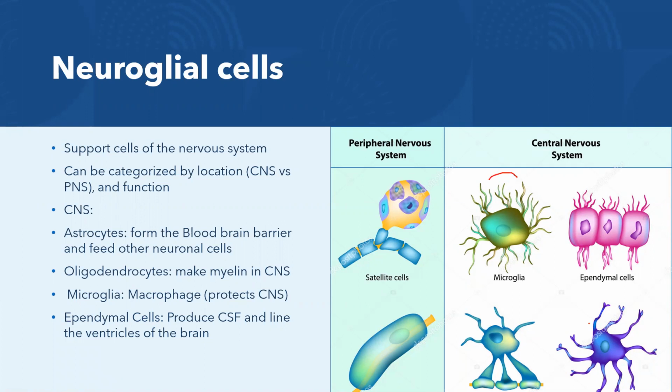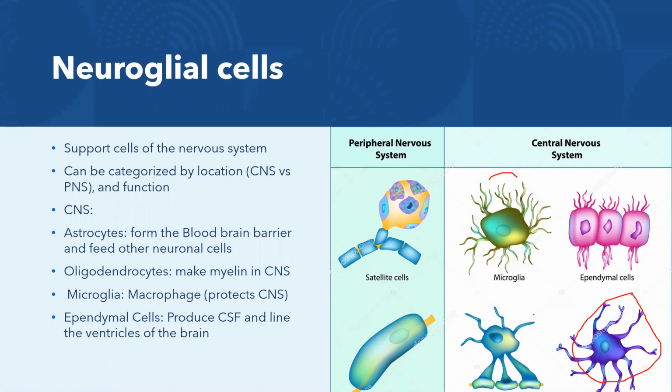So let's first talk about astrocytes, these guys right here. Astro kind of means like stars, they kind of look like star shapes. Their main purpose is to maintain and make up the blood-brain barrier. We'll discuss this in the next slide. They also help feed other neuron cells, so other neuroglial cells and other neurons.